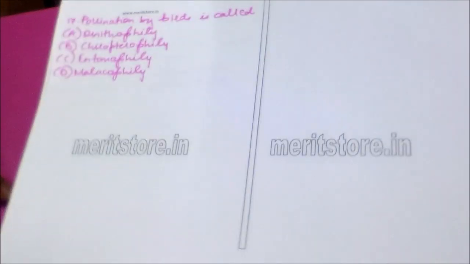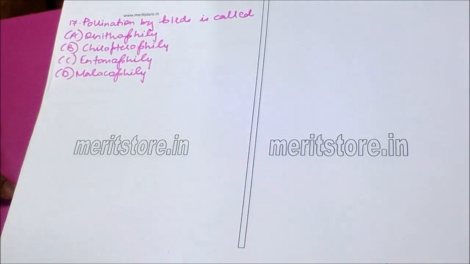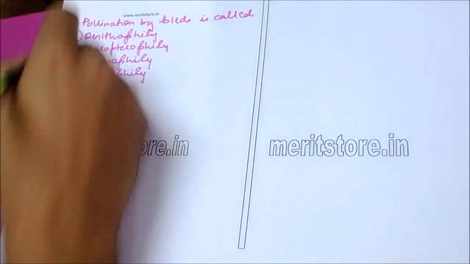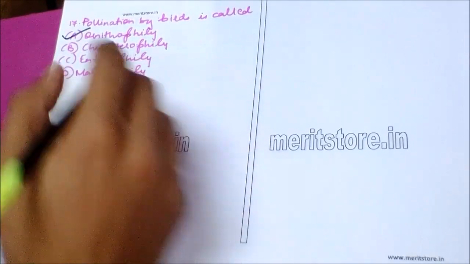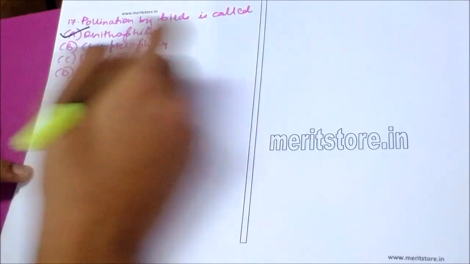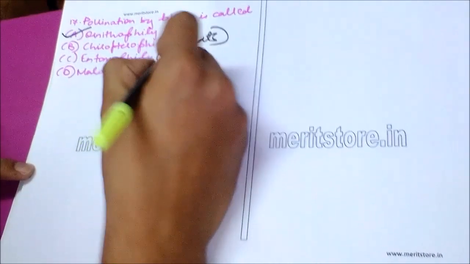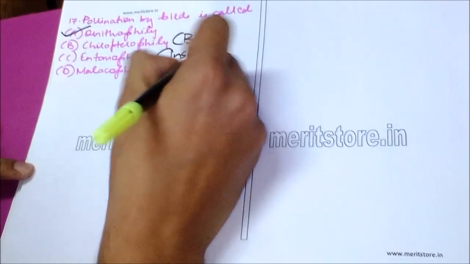Pollination by birds is called option A, ornithophily, option B, chiropterophily, option C, entomophily, and option D, malacophily. The answer to this question is option A, which is pollination through the agency of birds. Chiropterophily refers to pollination with the help of bats, and entomophily with the help of insects.